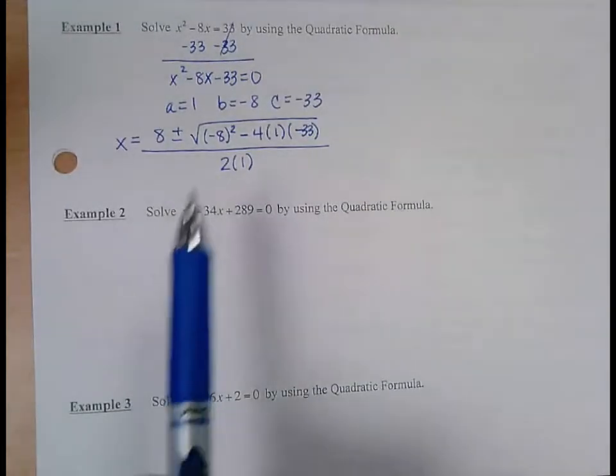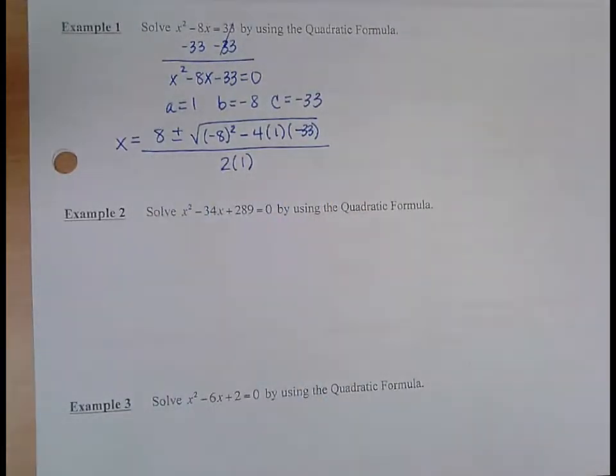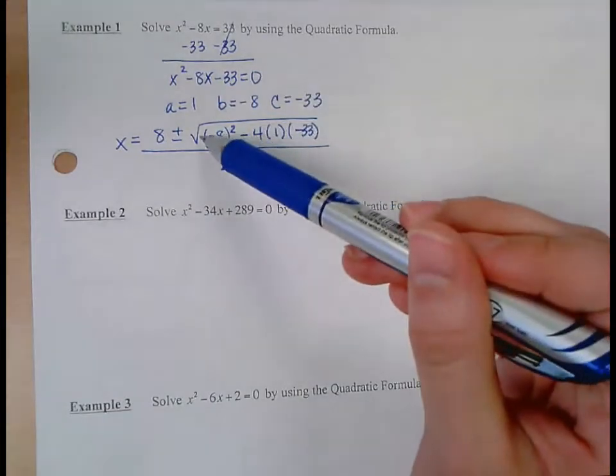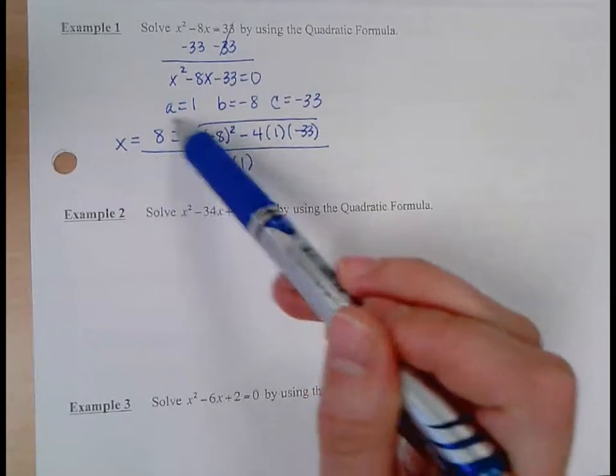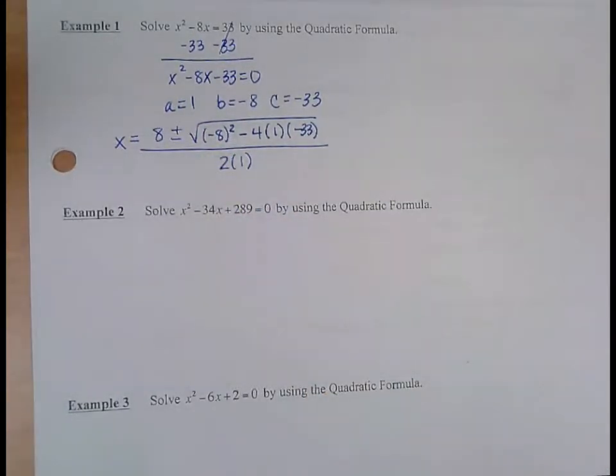And make sure you have the entire quantity on top divided by 2a. What I see students do is they only divide the square root by 2a, and they're missing that initial opposite of b part of it. So you have to simplify the top before you can divide by the 2a. And that's just the setup.